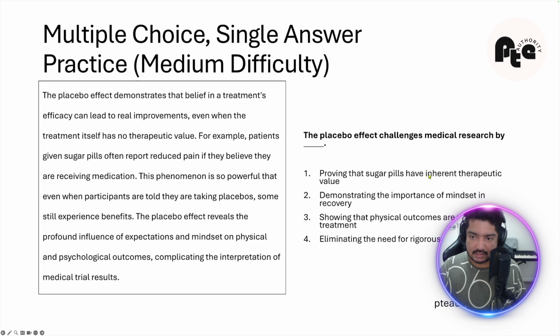Proving that sugar pills have inherent therapeutic value. No, that's not it. Option 2, demonstrating the importance of mindset and recovery. Yes, that closely aligns with what I have in my head. Let's go through the remainder of the options to just rule them out. Showing that physical outcomes are unrelated to treatment. No, that is not correct. And option 4, eliminating the need for rigorous clinical trials. No, that is not what the question is asking for, and the correct option is option 2 here.